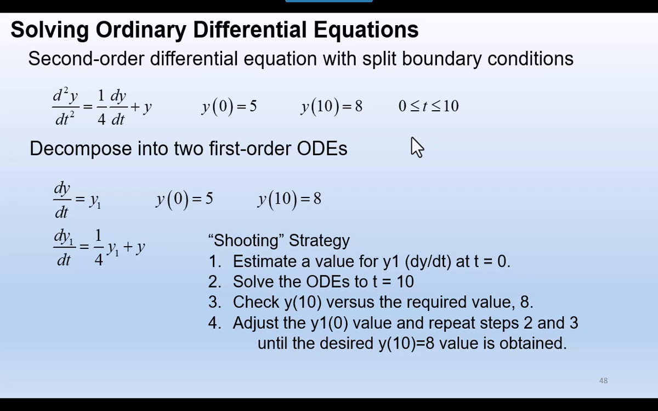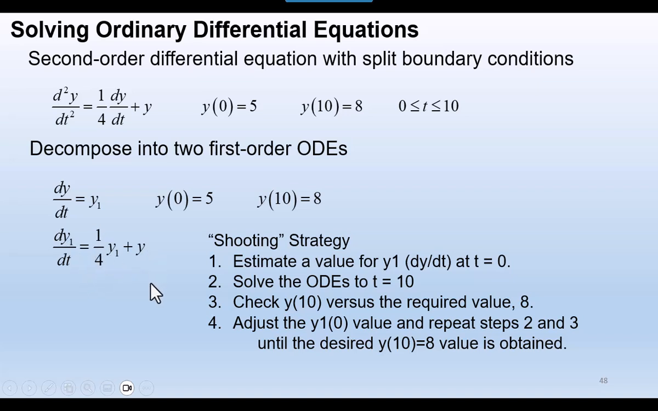But the idea here is we decompose it first by taking our dy dt and creating a new variable y1. Now that sets up a differential equation that says dy by dt is equal to y1. And then for this differential equation, we merely substitute y1 in here. So dy1 dt, which is this second derivative now in terms of a first derivative, is equal to a quarter of y1 plus y.